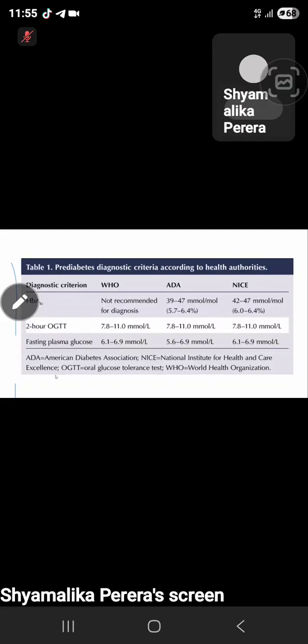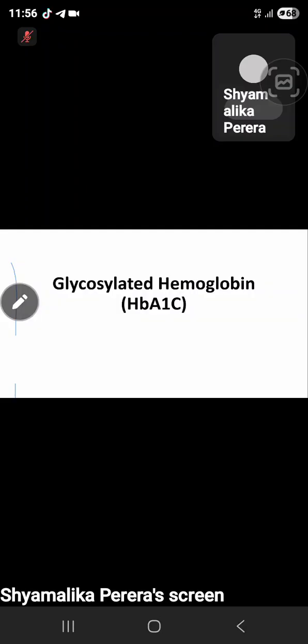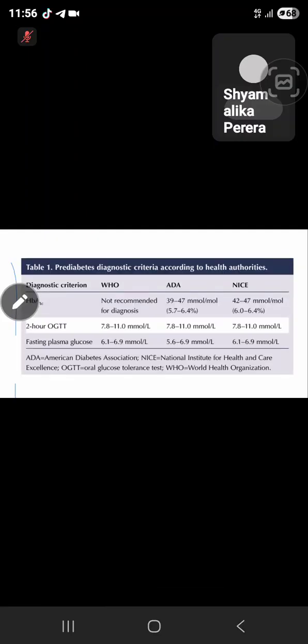So these are the health and care excellence guidelines for pre-diabetic diagnosis. As I mentioned, they give the ranges for fasting plasma glucose, 2-hour OGTT, and HbA1c test values. Up to now, we discussed plasma glucose, especially fasting and OGTT.